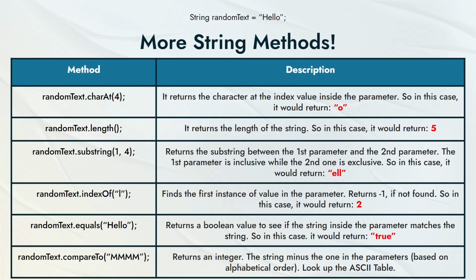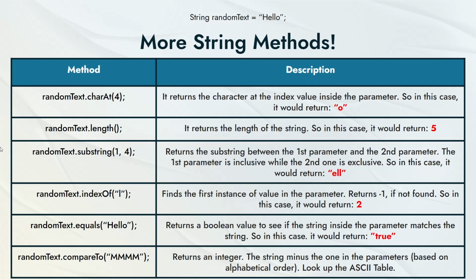Random text.substring returns the substring between the first parameter and the second parameter, where the first parameter is inclusive while the second one is exclusive. So in this case, it will return ELL. Because with randomText.substring, the first index is 0, 1, where 1 is inclusive, so 1, 2, 3, 4, ELLO. But 4 is exclusive, so between 1 through 4, where 1 is inclusive and 4 is exclusive, it would be 1, 2, 3. So 0, 1, 2, 3. It returns ELL.